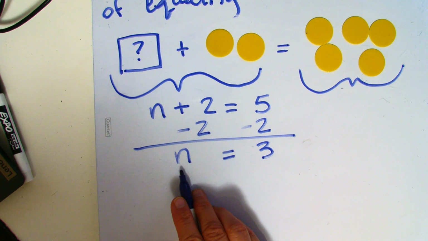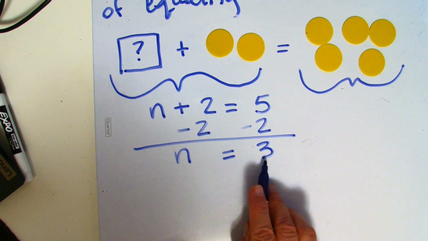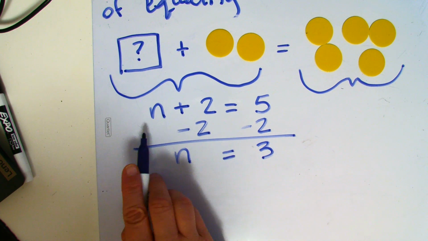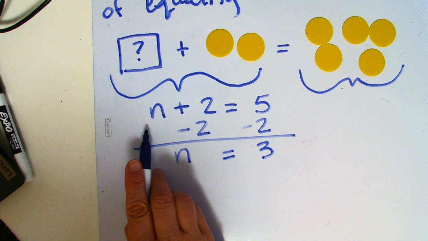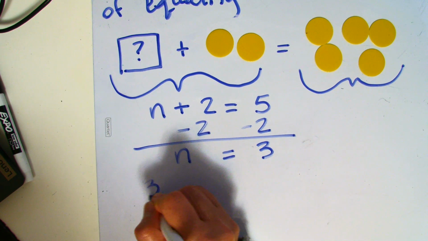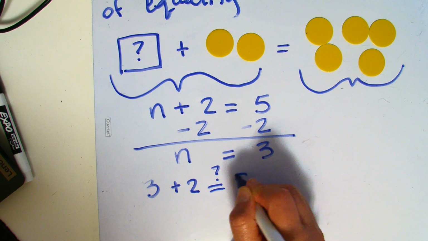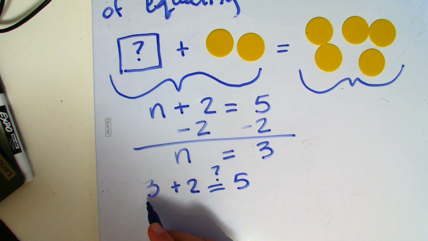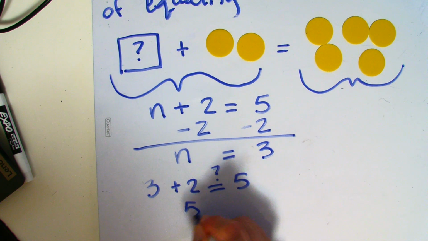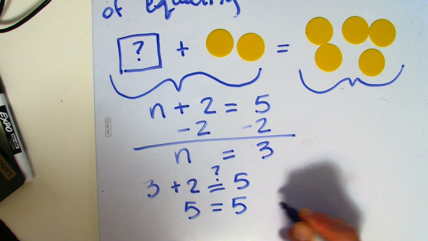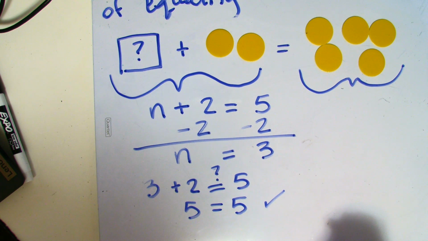Before I move on, I want to check to make sure this is the correct solution. I do that by plugging in 3 for n, or evaluating. So 3 + 2, does that equal 5? Yes, 3 + 2 is 5, and 5 = 5.